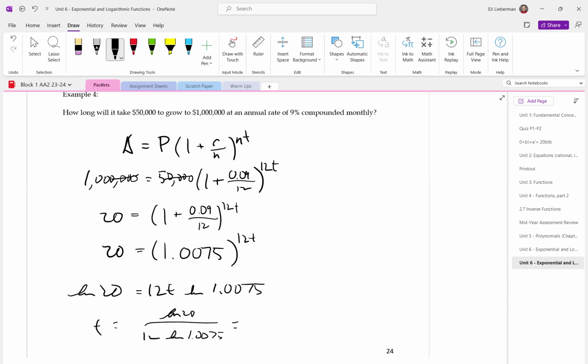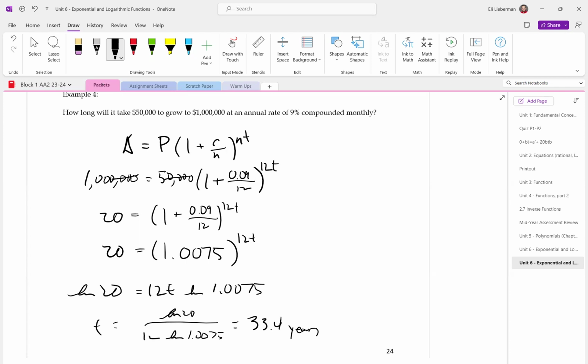Did anyone get the number? I got 33.4. Sasha, did you get it? Did anyone else get 33.4? Okay, interesting. That's 33 years, not bad. And 9% a month is a lot. That's 9% a year, but that 9% is divided up, so you get a little piece every month. Right, that's why you take that 9 and divide it by 12.